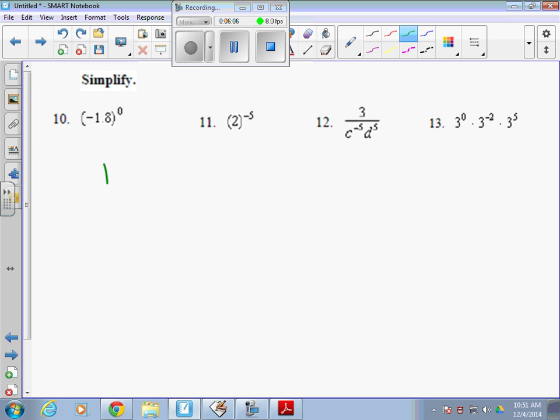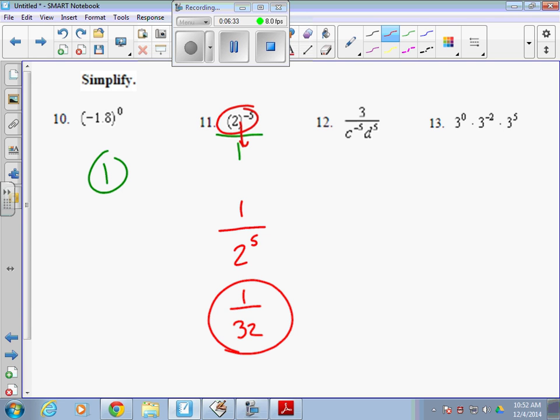Number 10, anything to the first power, 0 power is 1. Number 11, anything raised to a negative exponent has to ride the elevator. It goes down. 1 is left on top, 2 goes down, and it's now being raised to the 5th power. 2 times 2 is 4, times 2 is 8, times 2 is 16, times 2 is 32. 1 over 32 for that one.